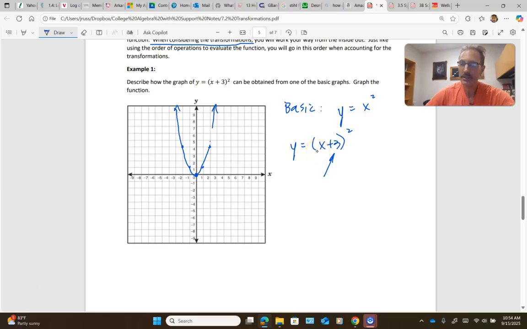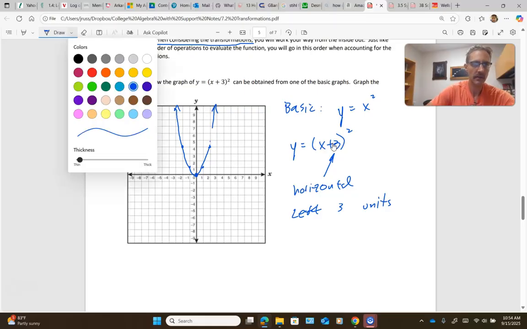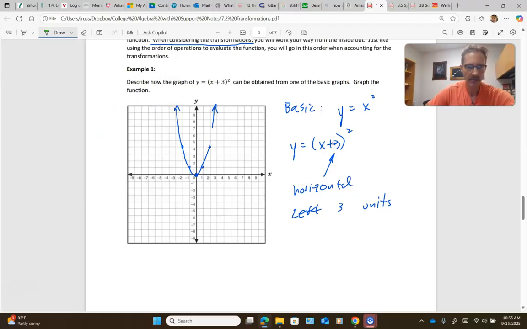Well, because that plus 3 is inside the parentheses with the x, it's a horizontal transformation. More specifically, it will shift it to the left, so we're going to say left 3 units. Let me get a different color here. Oh, this green is nice. I think about it like I'm just shifting this point to the left, and all those other points would shift to the left as well. It's going to end up looking something like this.